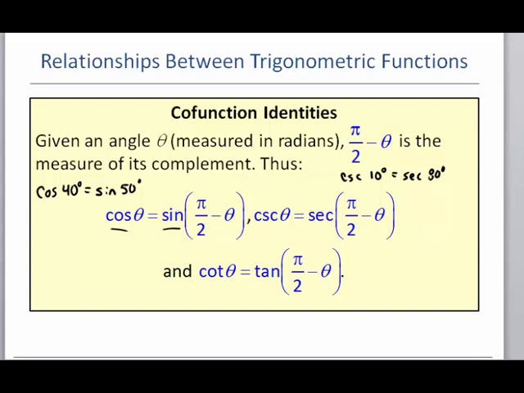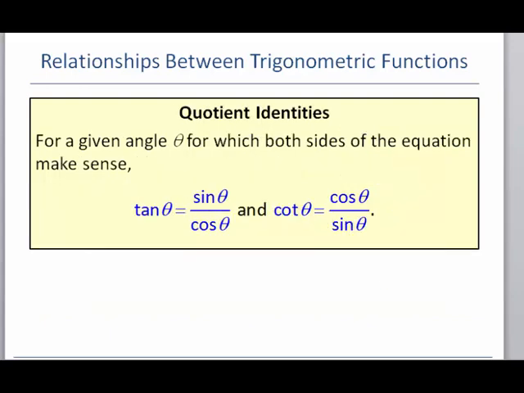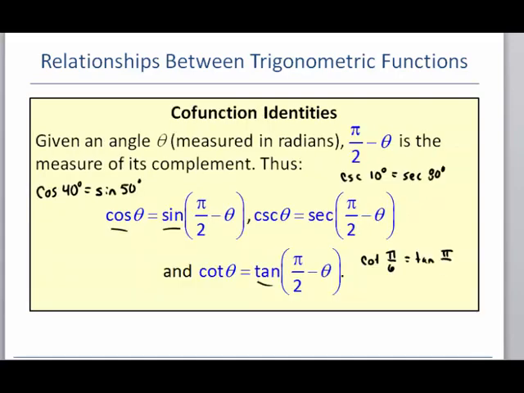Good, because the angles have to add up to 90 degrees, and the functions have to maintain the cofunction relationship. Similarly, for tangent and cotangent, you could have cotangent of pi over 6, moving to a radian measurement, and you know that would equal tangent of pi over 3, because we know that pi over 6 is your 30 degrees, and your pi over 3 is your 60 degrees. And so 30 and 60 make 90.